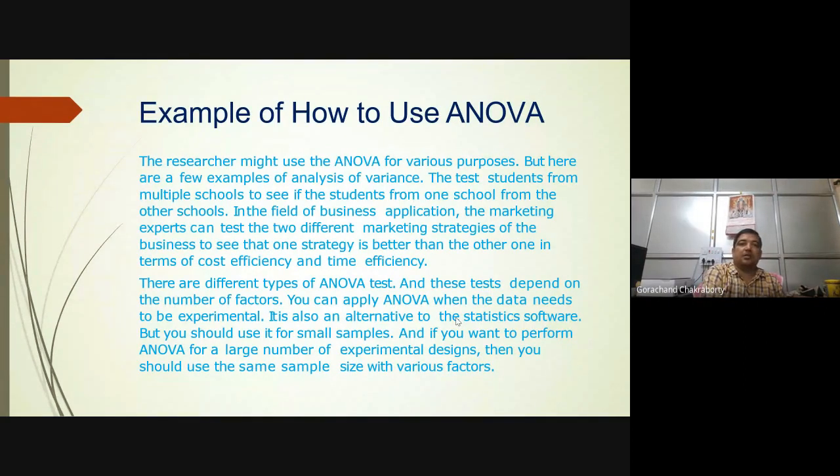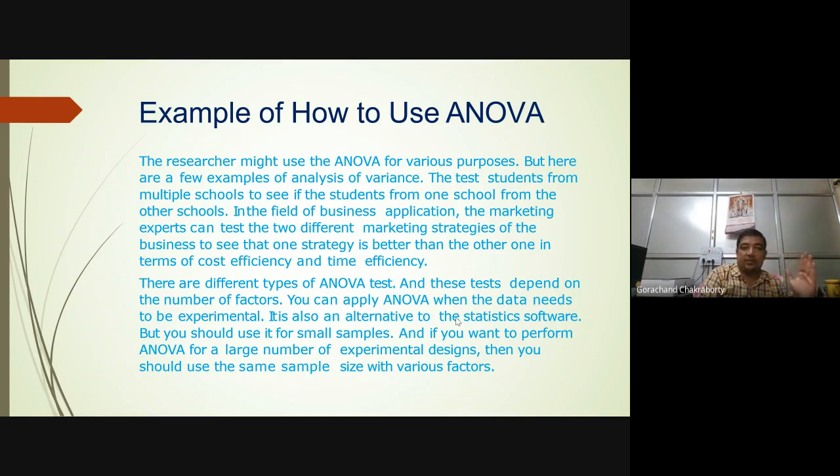So, examples of how to use ANOVA. The researcher might use ANOVA for various purposes, but there are a few examples of analysis of variance. Test students from multiple schools to see if the students from one school perform differently from the other schools. In the field of business application, the marketing experts can test two different marketing strategies of the business to see that one strategy is better than the other. So which strategy is better, that we can get from this ANOVA technique.